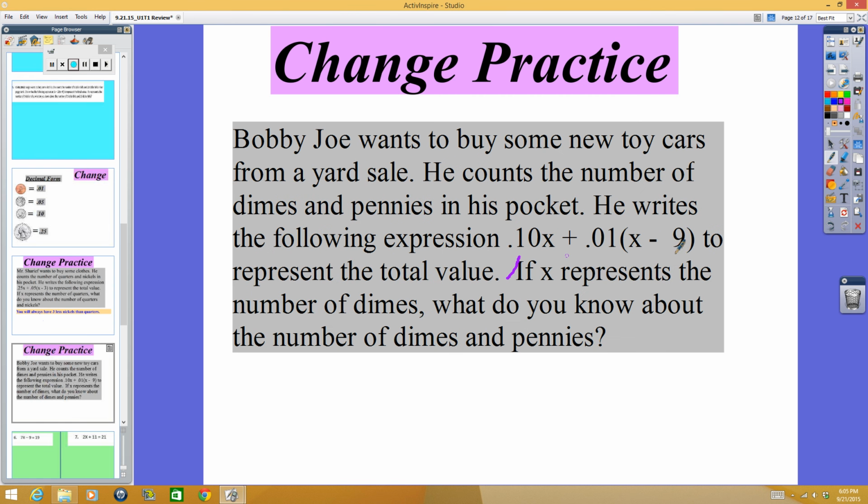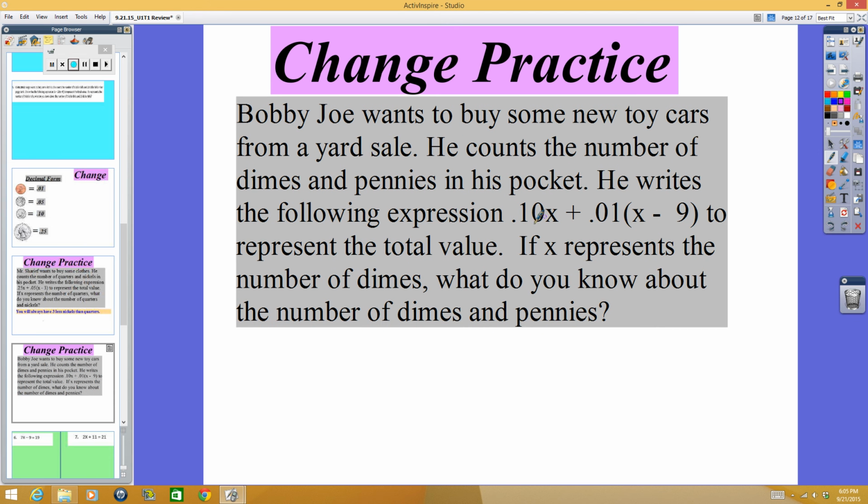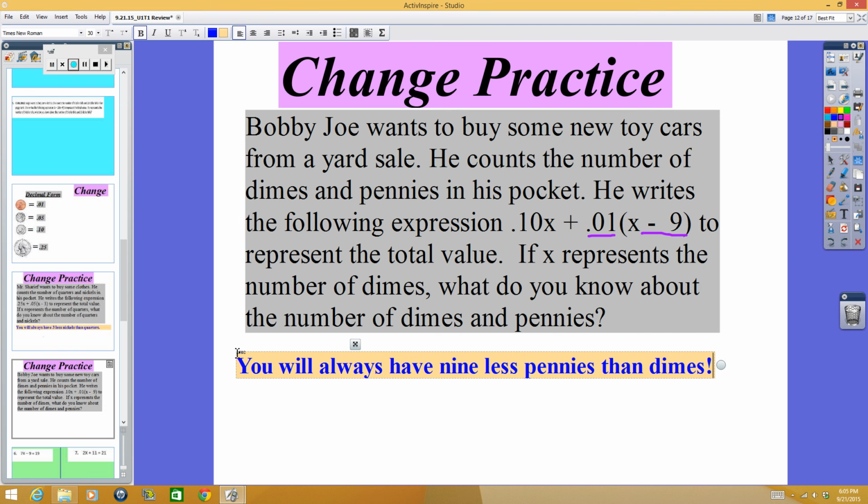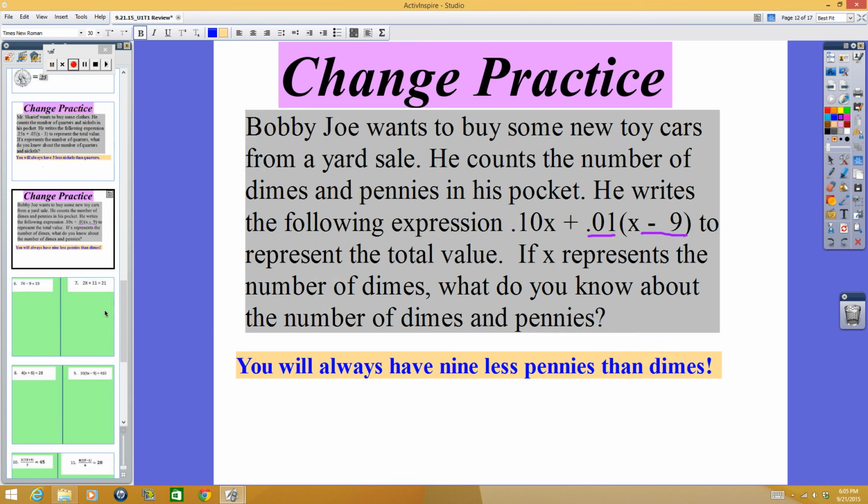I'll do one last problem on this change practice stuff. I got dimes and I got nickels. I'm sorry, pennies. 0.01 is a penny. Minus 9 goes with the pennies, so you will always have 9 less pennies than dimes. Does that make sense? Cool. I feel like you're nodding your head. It makes me happy.